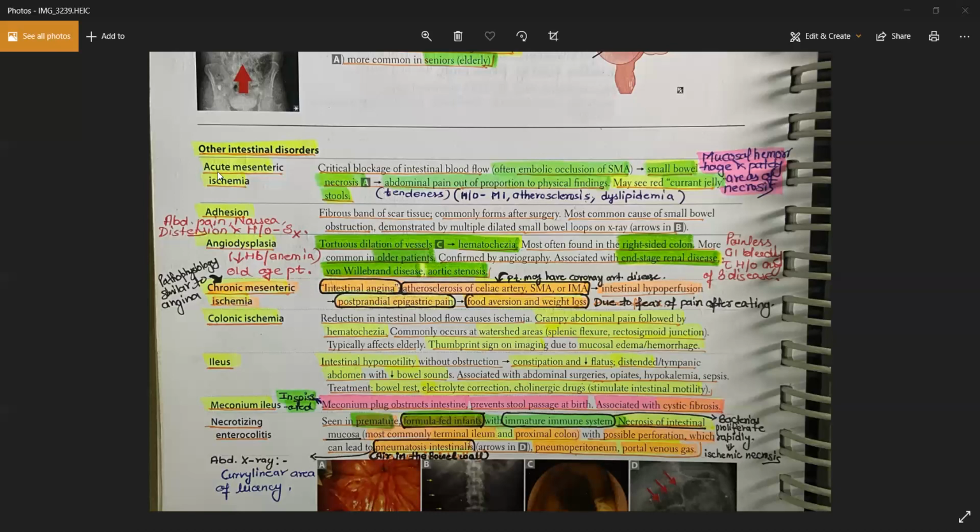Because of sudden blockage in the superior mesenteric artery, which is the most common site, you will have small bowel necrosis, and they will present with abdominal pain which is out of proportion to the physical findings. You will have necrosis and edema of that area. When you do a laparotomy or endoscopy, you can see the necrosis, the edema, and the tenderness over that area. So that would be acute mesenteric ischemia.